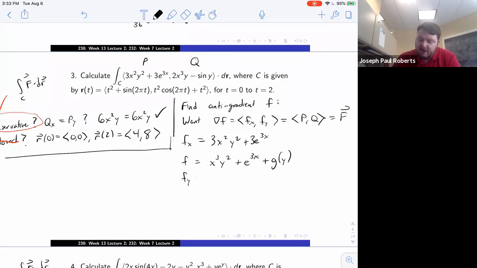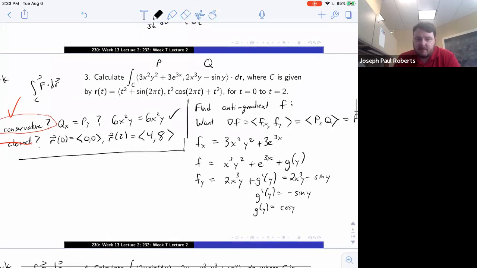Now I differentiate this with respect to y. And I think, well, what do I want that to be? I want f_y to be q. So it looks like g prime of y is minus sine of y. So that g is cosine of y. You could do a plus c here, but it doesn't matter.